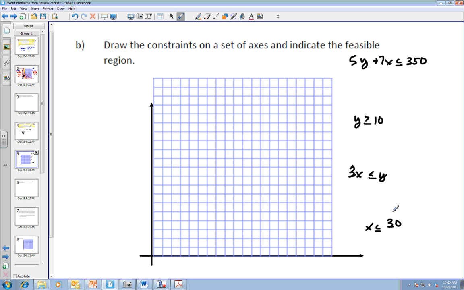Okay, so the first thing I would do, let's go ahead and solve for y on this one, and then that way we'll know what we need to make our axes go to. So if I solve for y on this, I'm going to subtract 7x. 5y is less than or equal to negative 7x plus 350. Then I'm going to divide by 5. So y is less than or equal to negative 7x over 5 plus 350 over 5, that's 70. Okay. So I know my y-intercept is 70.